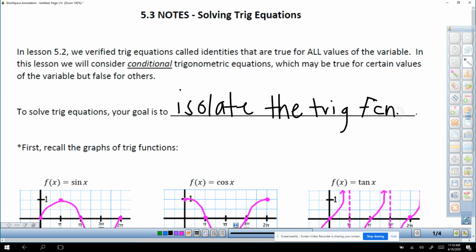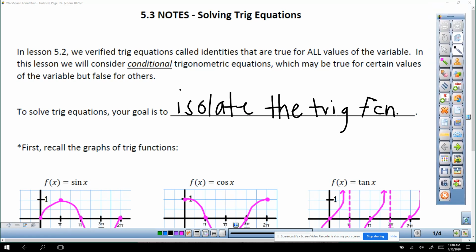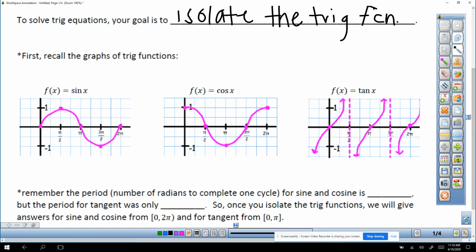Okay, and FCN, that's my abbreviation for function. So isolate the trig function. Sorry, it's being very difficult to move. Okay, so the first thing we want to recall are our three trig graphs.